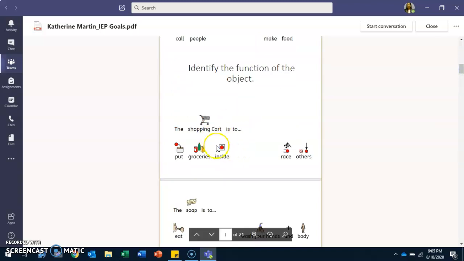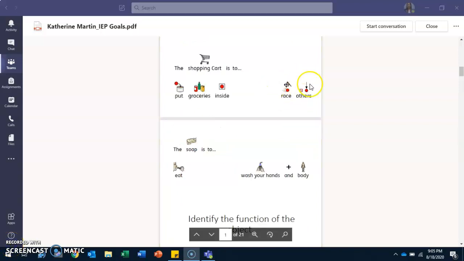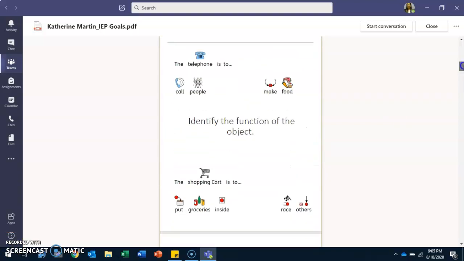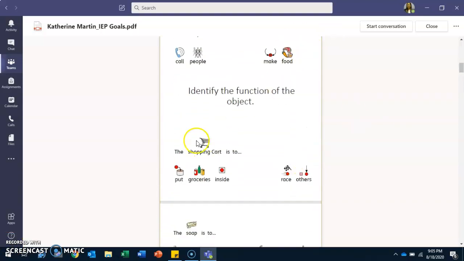Now, identify the function of the object. What is a shopping cart? The shopping cart is to what? Put groceries inside or erase others? Answer the question. So we will be just doing this worksheet and we will stop right there. Once you are done with this worksheet, take a picture and submit it for a grade.